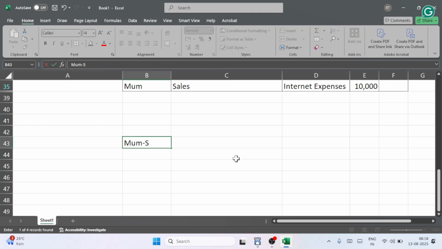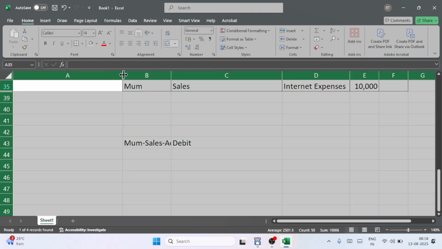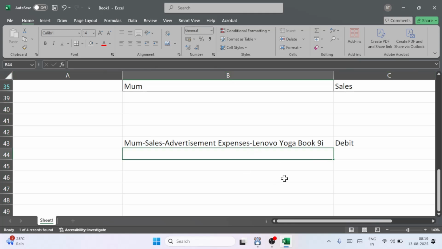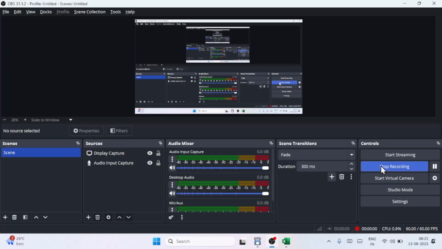Mumbai, sales, advertisement expenses, Lenovo, Yoga Book 99. Then the credit side: Mumbai, Finance, Cash.